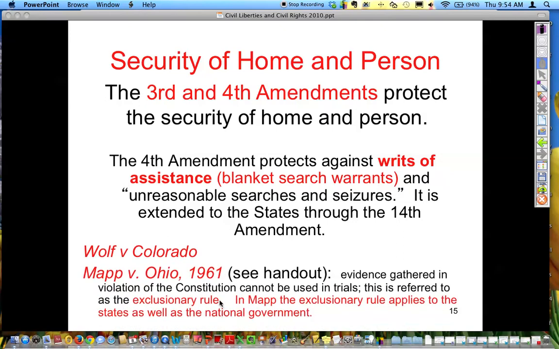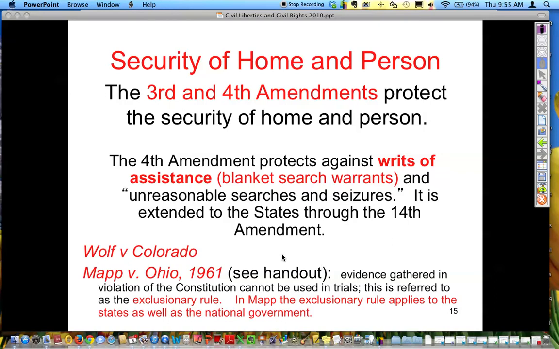This is an example under the 3rd and 4th Amendments about protecting the security of the home and person against the government. The 4th Amendment protects us against writs of assistance, and that would mean a blanket search warrant. The police know they want something, but they're not sure what. Writs of assistance are not allowed, and it's called an unreasonable search and seizure. That was extended to the states through the 14th Amendment in the case Mapp versus Ohio.